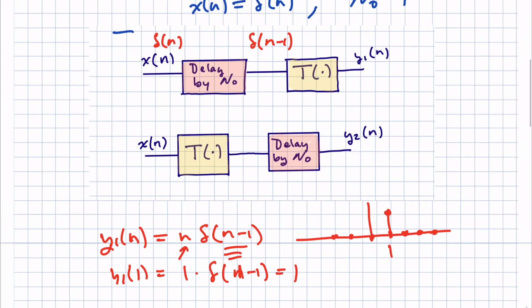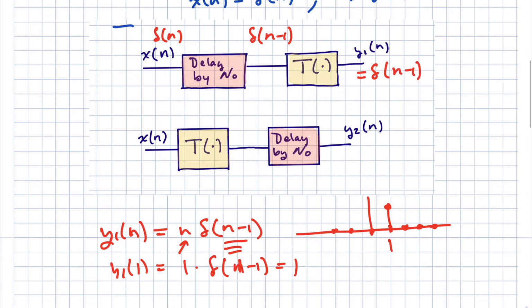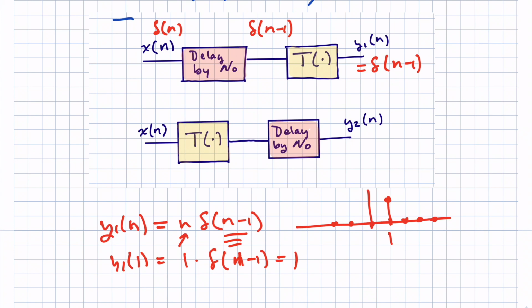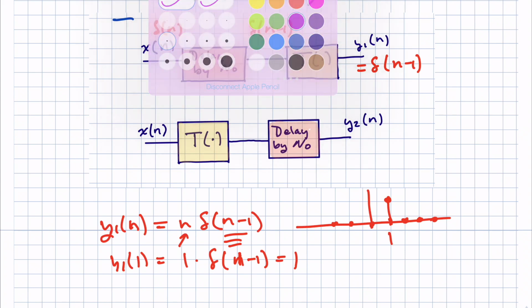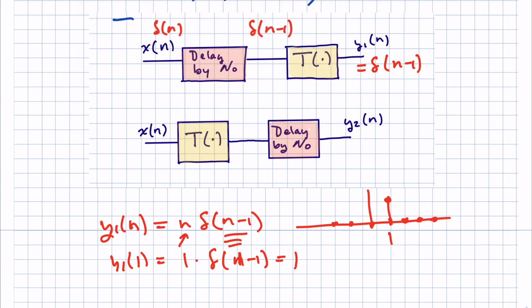Okay, so long story short, this turns out to be y1 is equal to delta of n minus 1. Okay, let's go through the same process and calculate y2. All right, so again, we start with the input being a delta function. Now we apply the system.